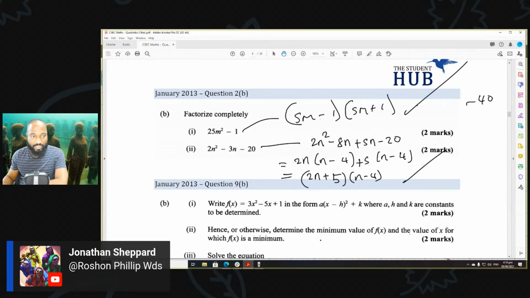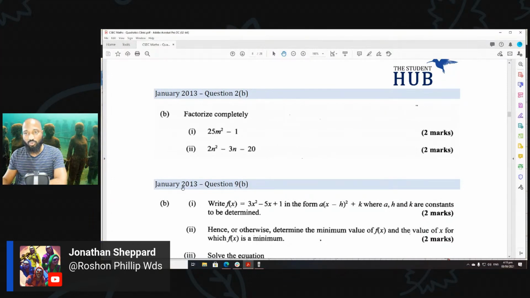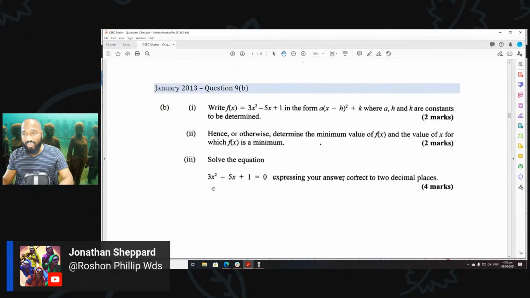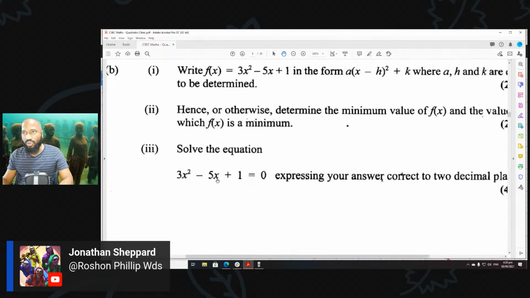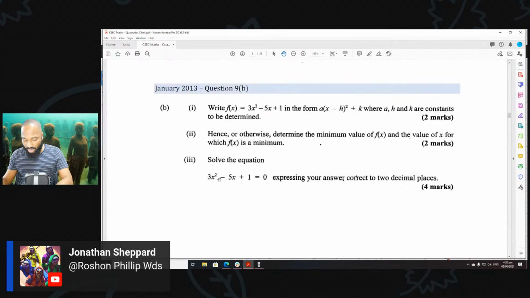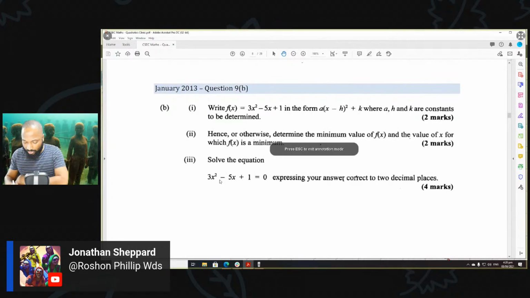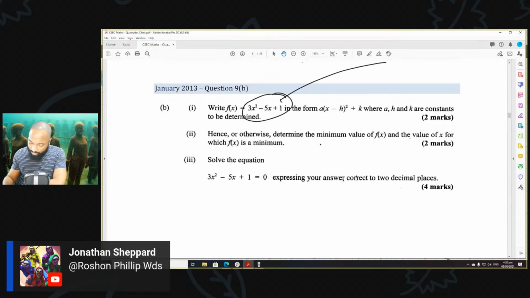So you should be getting really strong in these. You should have practiced these since Sunday and organized yourself, right? Let's go on into 2013, by the way, nearing halfway through. Write f of x equal 3x squared minus 5x plus 1 in this form. Nice. Completing the square again. So we need to complete the square, and then we need to find the minimum value of f of x and the value of x at the minimum.